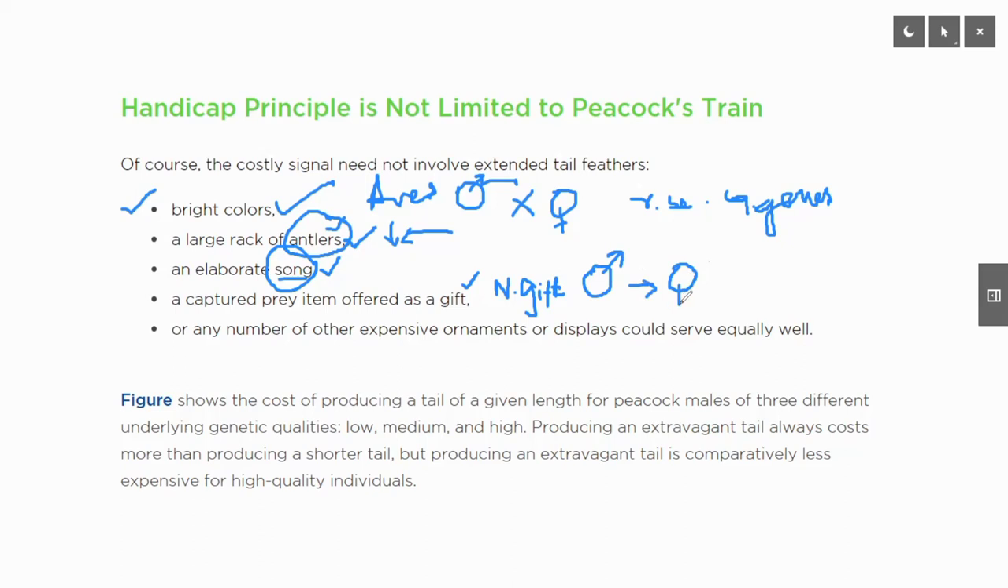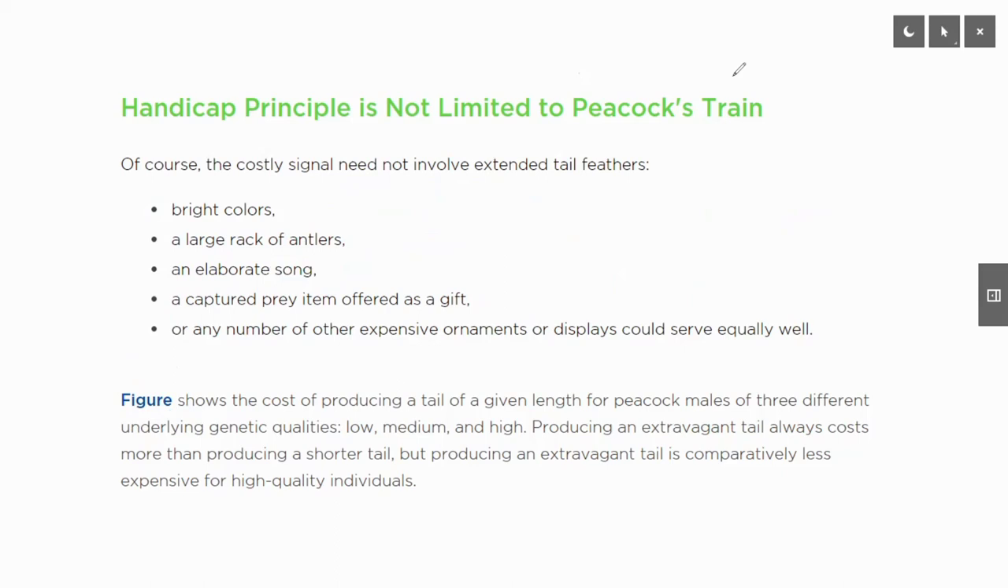Okay, so in a nutshell, we can say, and this figure, which is just here, we have described this figure in the previous slide. Okay, so let me clear this slide and move further.